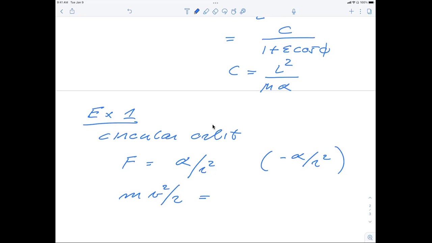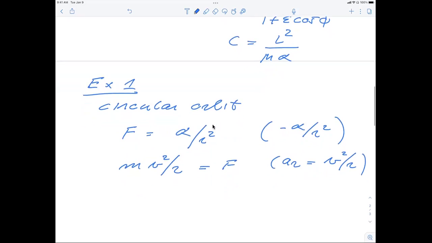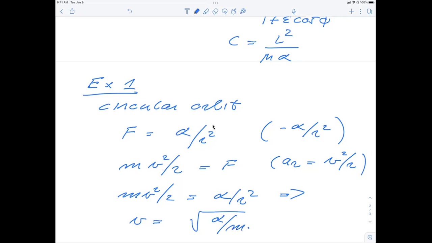We know that the centripetal acceleration, the radial acceleration a_r, is given by the velocity squared divided by r. Now, this is equal to the force F. So when we plug in F, we have m v squared divided by r, so that becomes simply alpha divided by r squared. And that means that v, in this specific case, is given by the square root of alpha divided by m r.